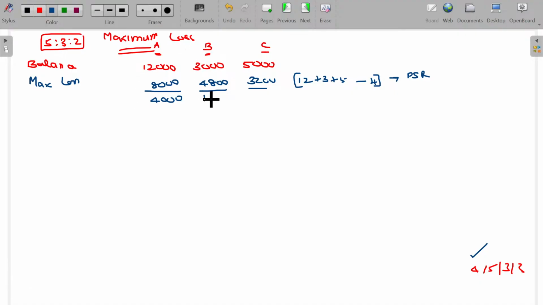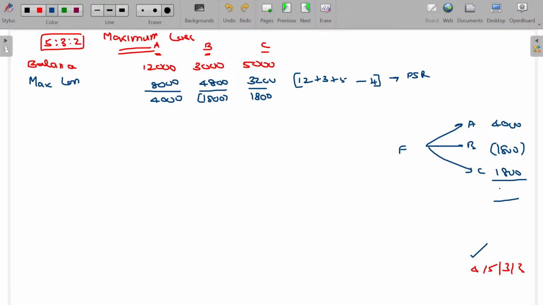In case of B, he has to bring in 1,800 rupees for his shortage. For C, he should be paid by the firm. Is that okay? See here, firm to A, B, C. A should be paid 4,000 rupees. C should be paid 1,800 rupees. B should bring in 1,800 rupees. Naturally, the ultimate value being 4,000. Am I right? This is the amount we have in the first realization.